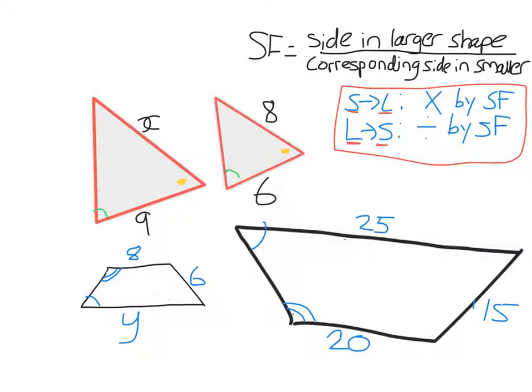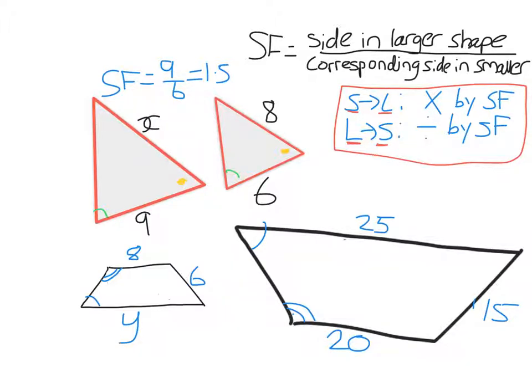So let's look at the 2 red triangles up here. So the scale factor is the side in the larger shape divided by its corresponding side in the smaller shape. So 9 and 6 correspond because that is the side that hits the green and the yellow angle. So 9 over 6 is just 1.5. That's the scale factor. That's saying that the sides in the larger shape are 1.5 times their corresponding sides in the smaller shape. So x is in the larger shape here.